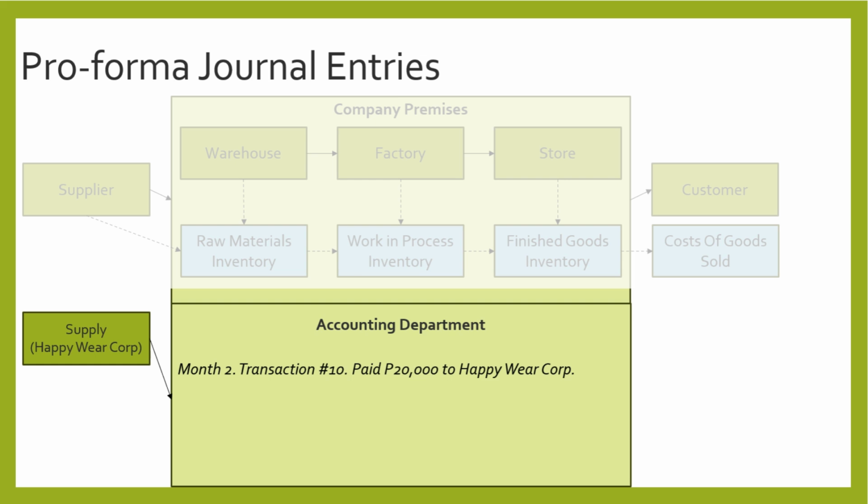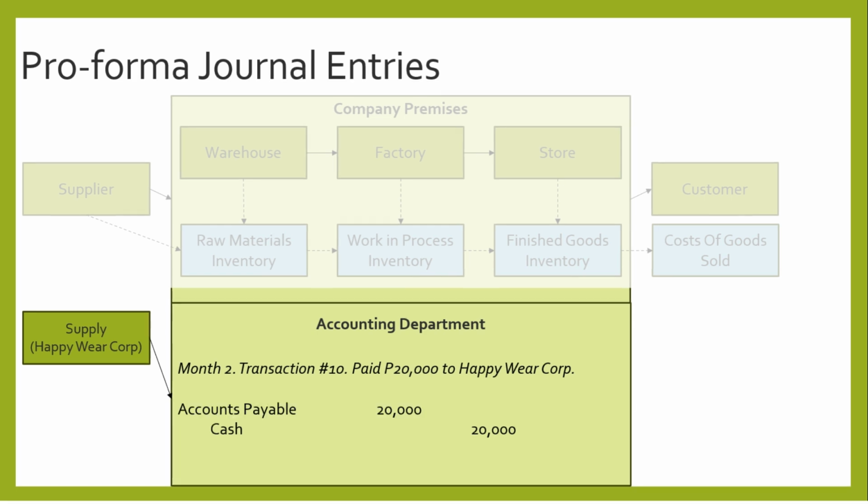The transaction states that we paid 20,000 pesos to them. Again, we will use the same journal entry as transaction number 9, but with a different amount. Do you remember it? Again, since we made a payment, we credit cash for 20,000 pesos and debit accounts payable for the same amount.